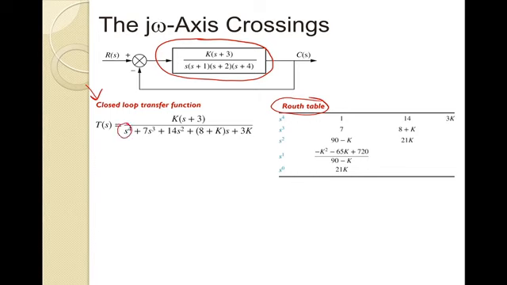We take our highest order term, S4, and then what we do is we skip every other term. So here we have a 1. Then we skip the next term. Then we have a 14. We skip a term. Then we have 3k. Then the next is we look at this S3 term right here, and we take the first term, which is 7. We skip the term, and we get the next term, which is 8 plus k. Okay? And then we've completed the first 2 rows of our Routh table.